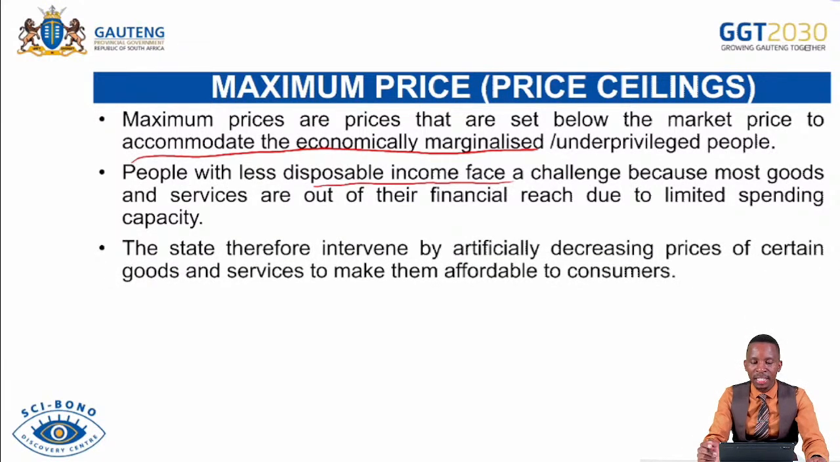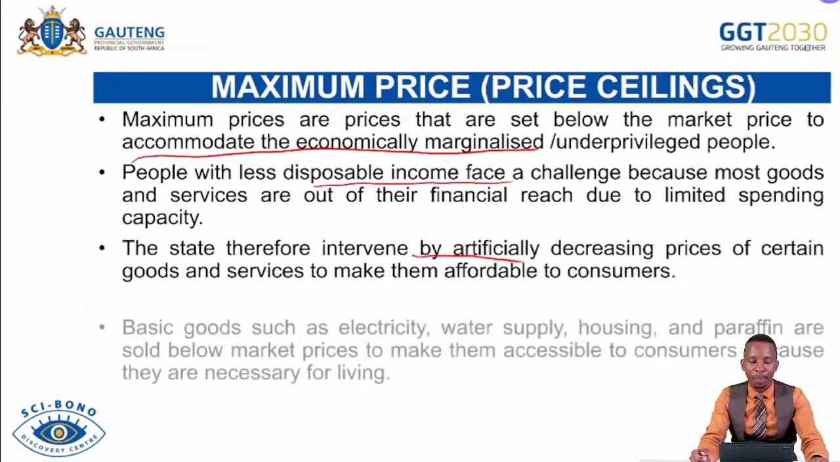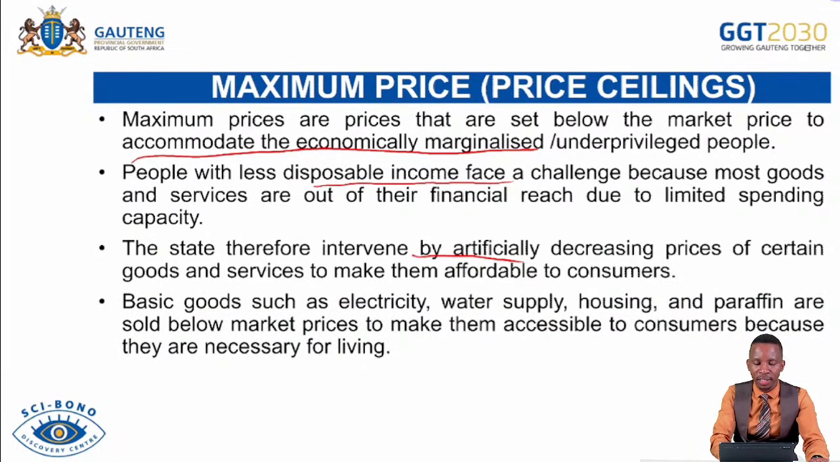So the state therefore intervenes by artificially decreasing prices of certain goods and services to make them more affordable to consumers, which will allow consumers, even those that are marginalized, to afford the product. Basic goods such as electricity, water supply, housing, and paraffin are sold below market prices to make them more accessible to consumers because they are necessary for living. So these are simply examples of goods that are sold at maximum prices or price ceilings, or prices below the market equilibrium.